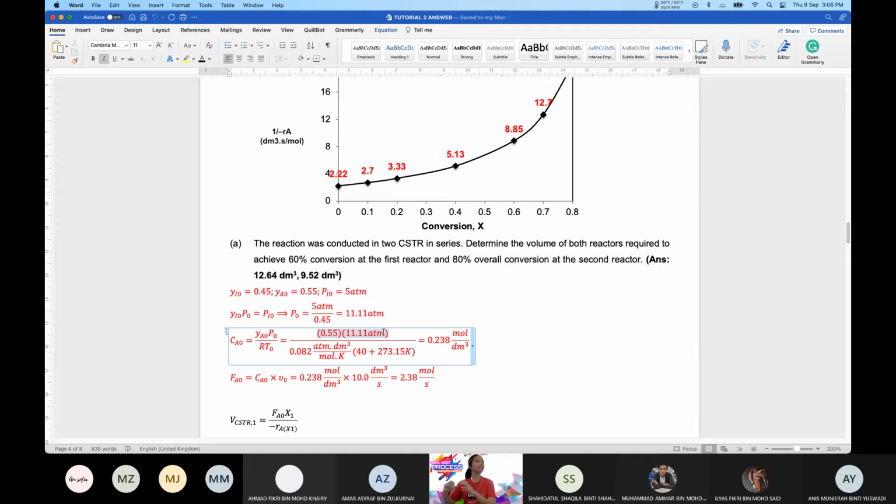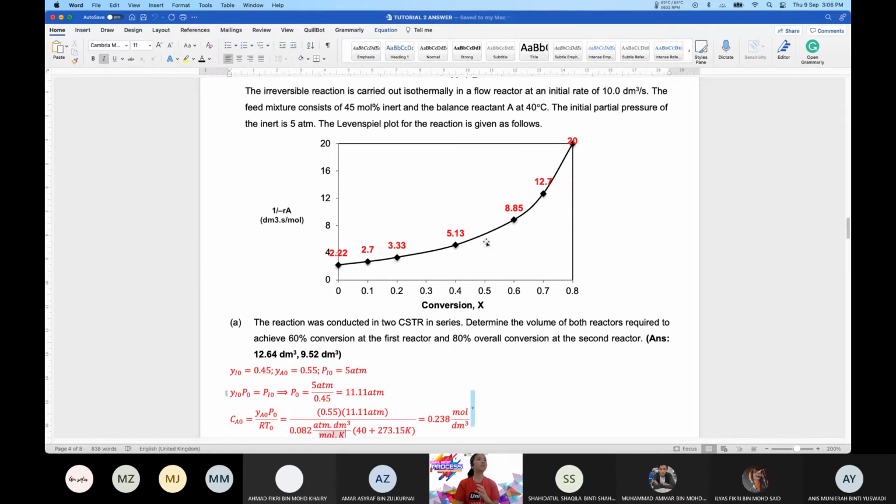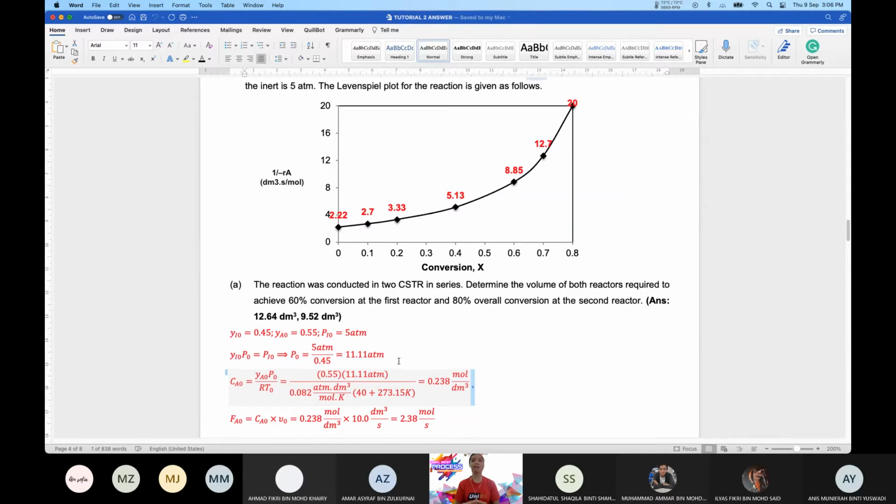Okay, then next, T naught. For T naught, the unit I will follow is the unit of R. In other words, choose the R value according to the pressure unit, and the temperature unit follows the R value. In the R gas constant, the temperature unit is Kelvin. So I convert the temperature directly to Kelvin from Celsius, because the temperature is given as 40 Celsius. So I convert into Kelvin by adding 273.15.